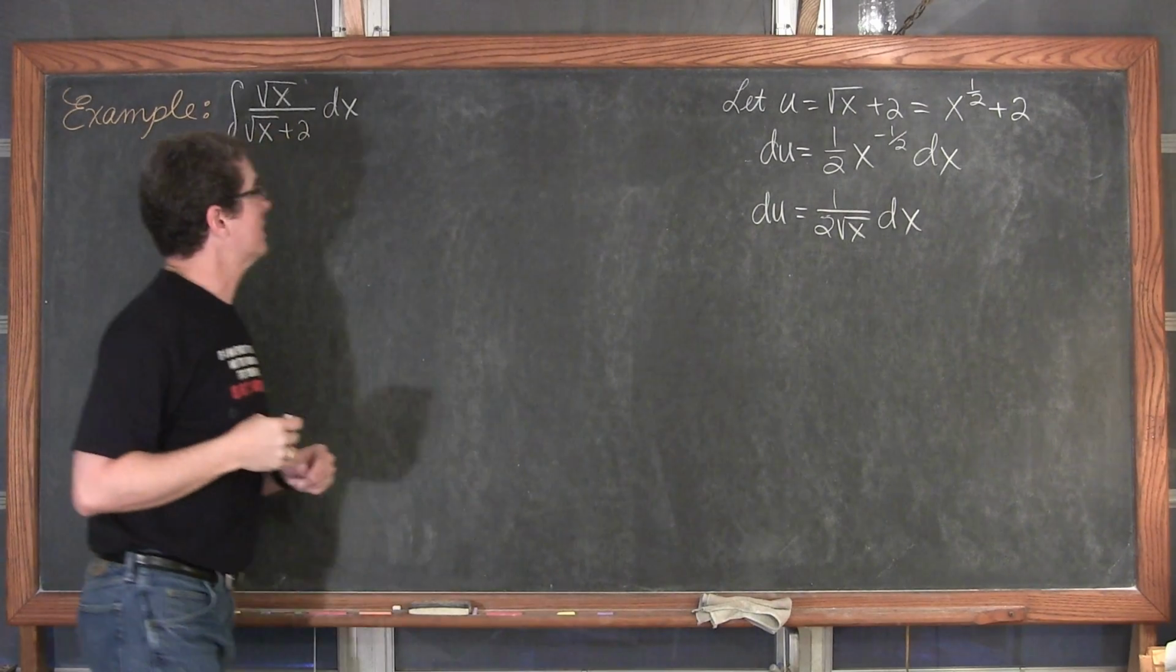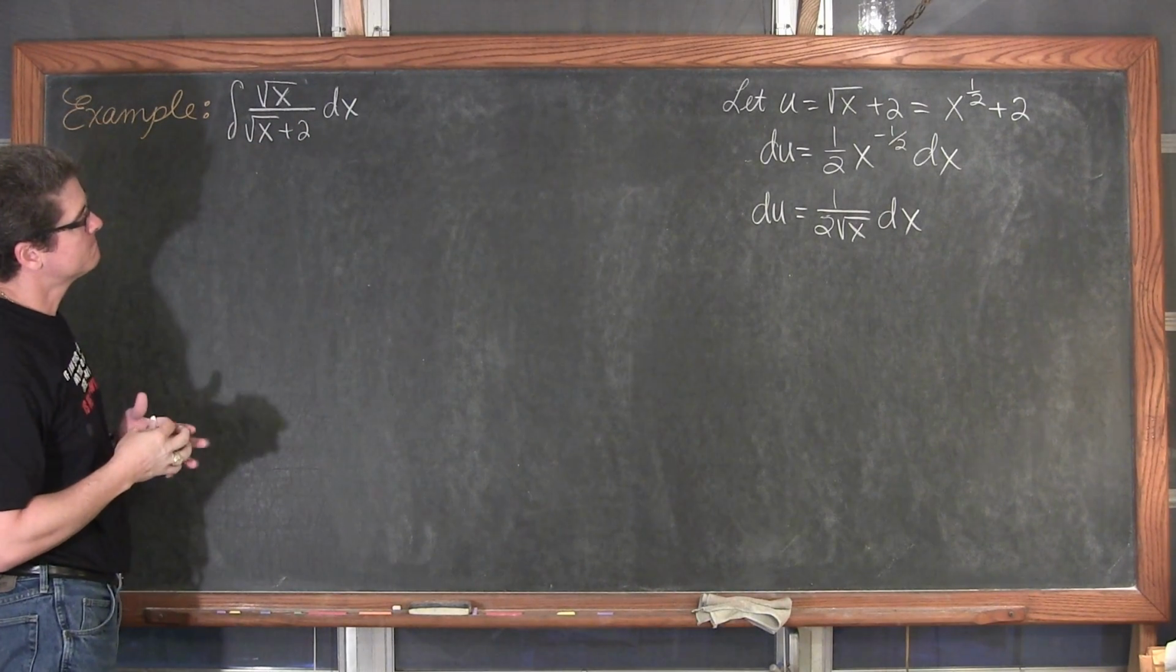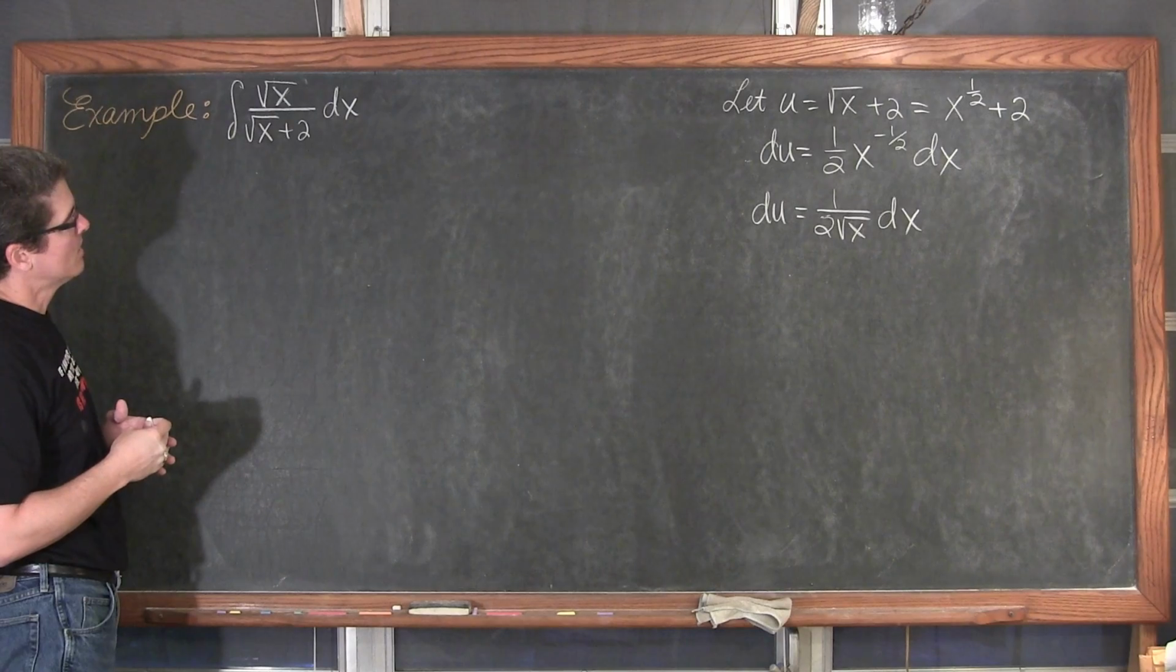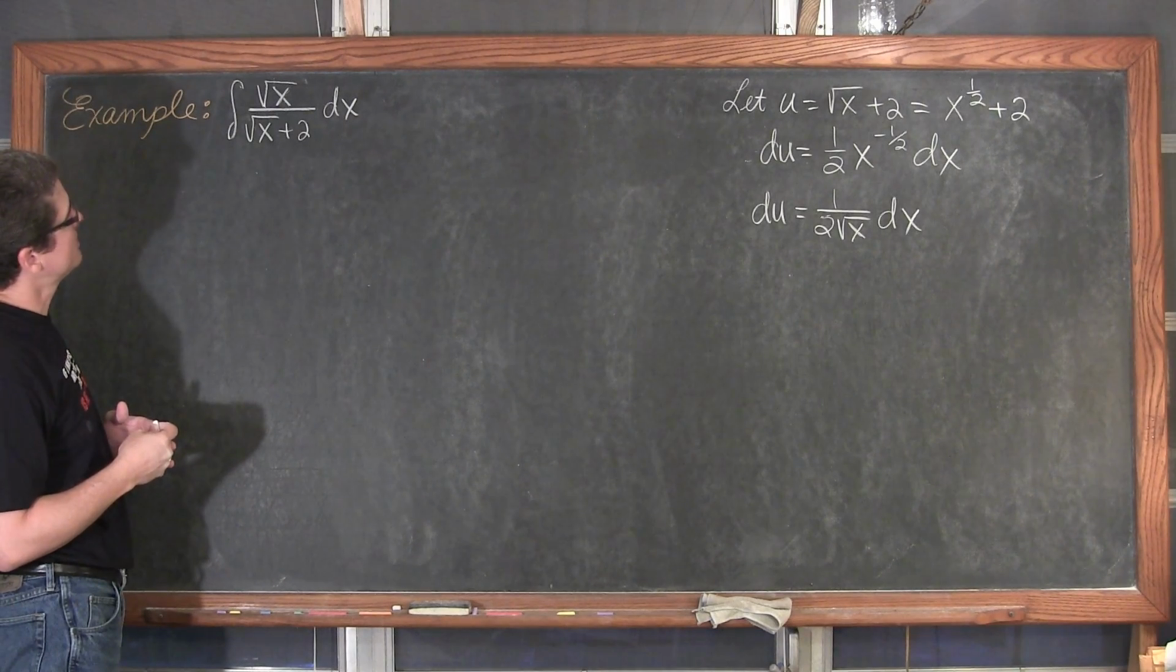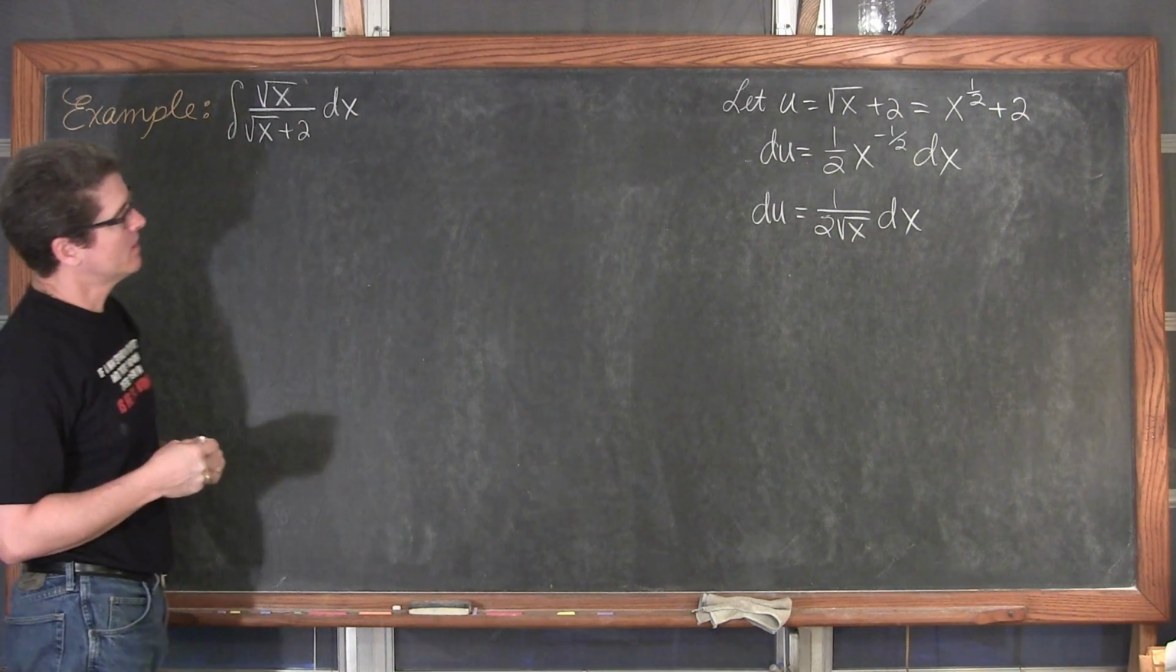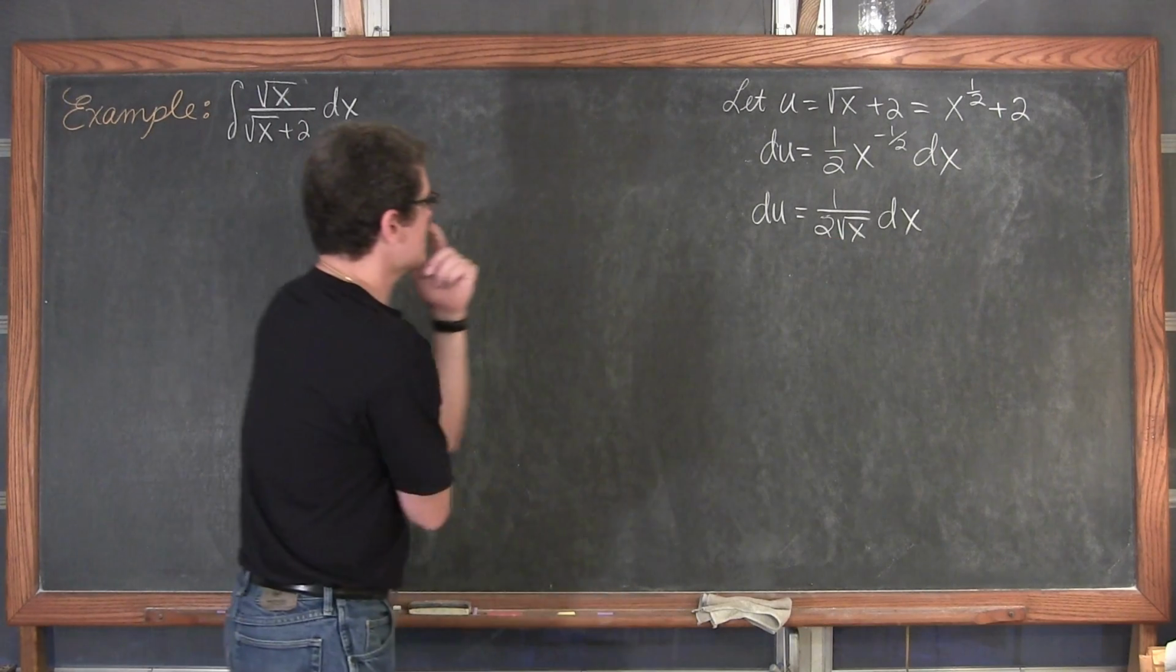Now let's see how we're going here. Well, we have the square root in the numerator here, and here we have the square root in the denominator.